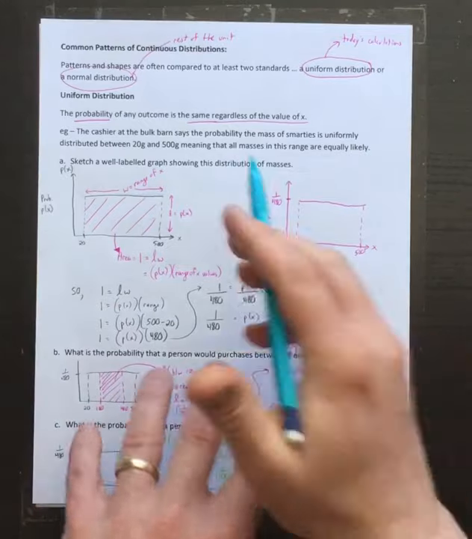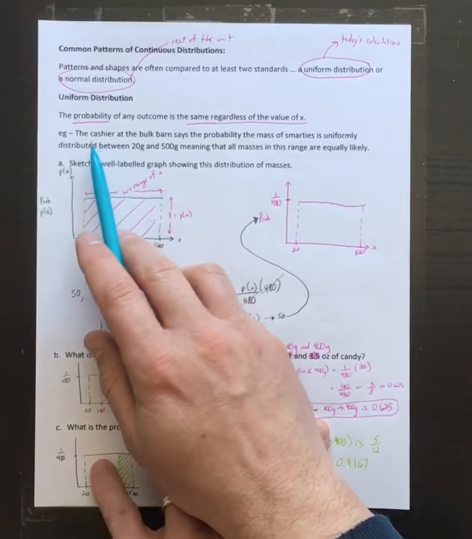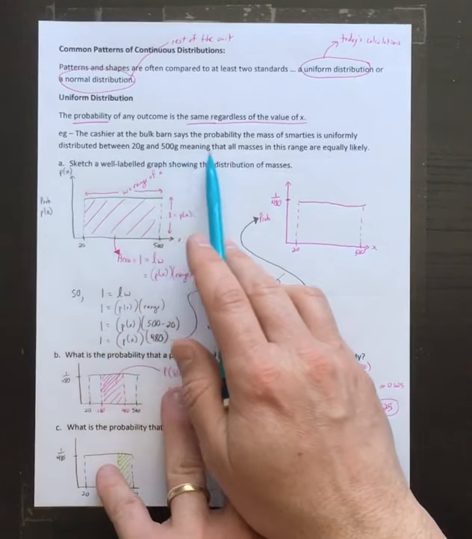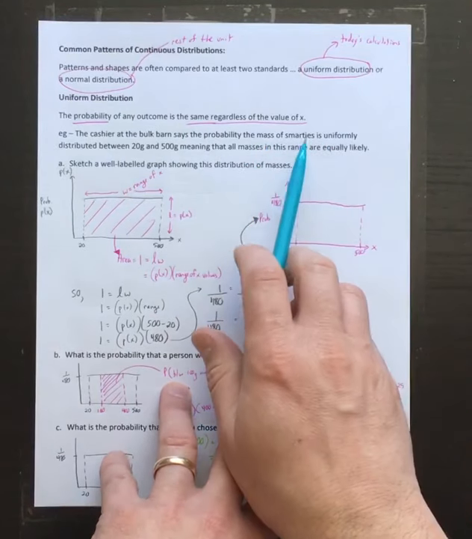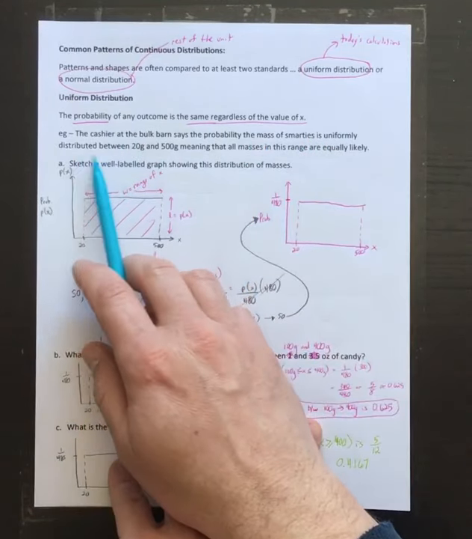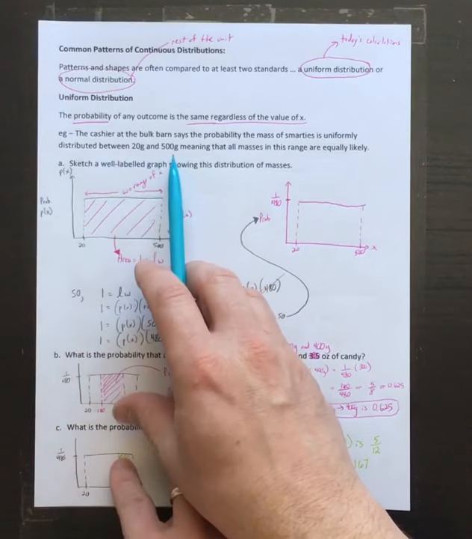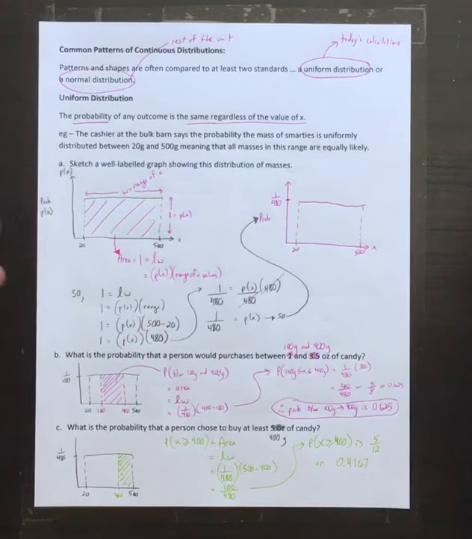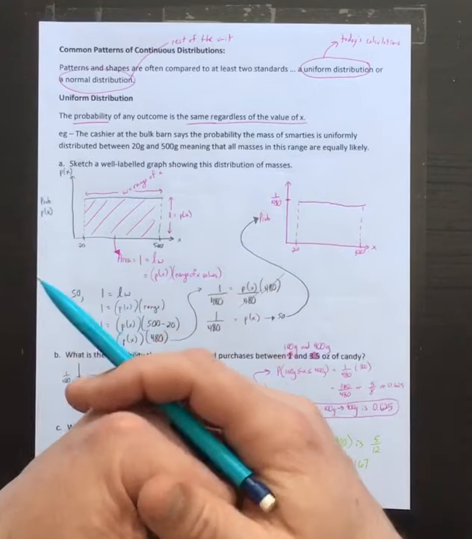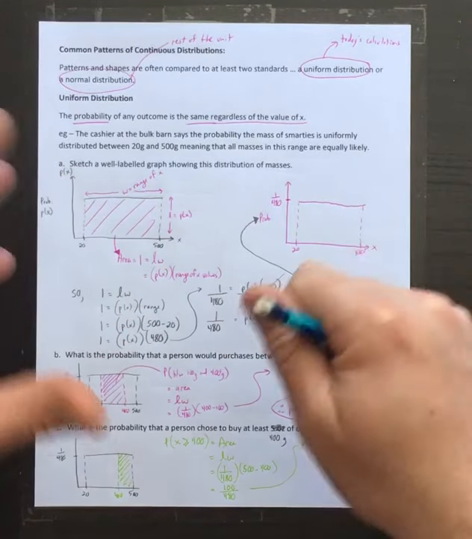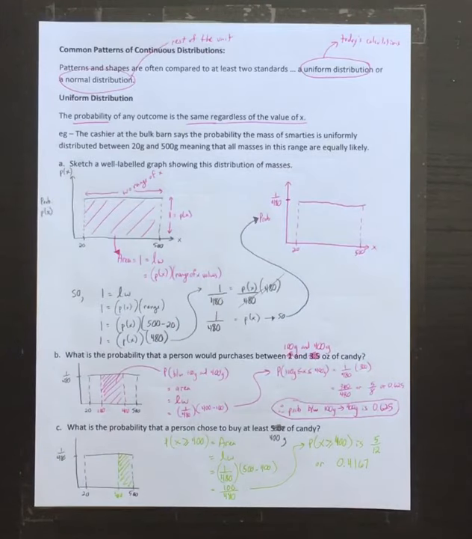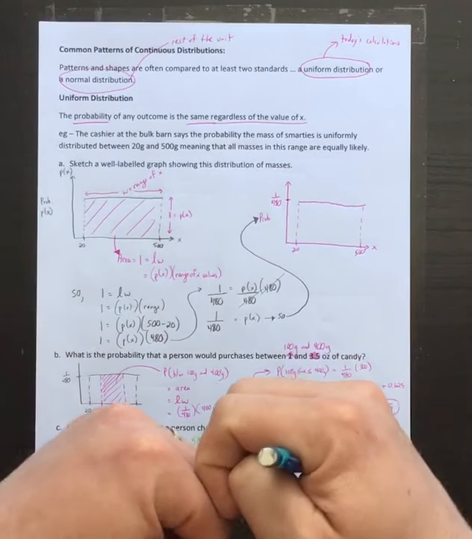Okay, so here's an example. I totally made this up. The cashier at a bulk barn says the mass of Smarties sampled by people who go into the store is uniformly distributed between 20 grams and 500 grams, meaning that the probability of getting anything between 20 grams and 500 grams is pretty much equal. People just take a scoop or multiple scoops or little bits, and it always ends up being between those two values, with an equal probability between them.